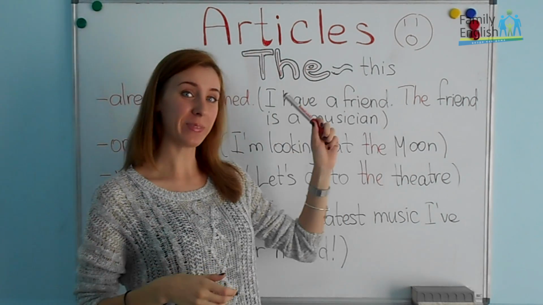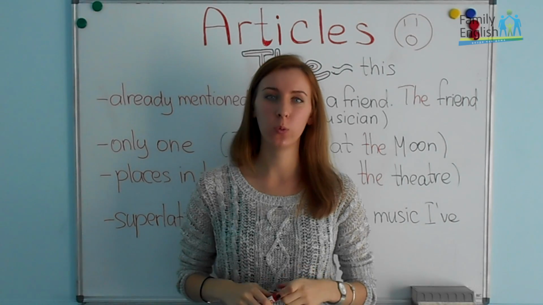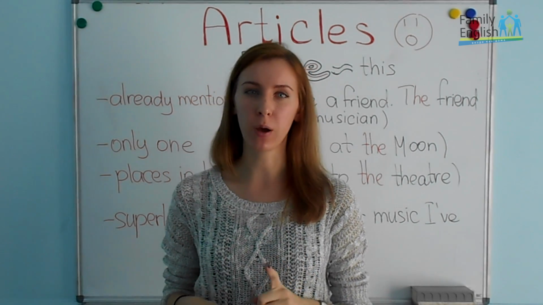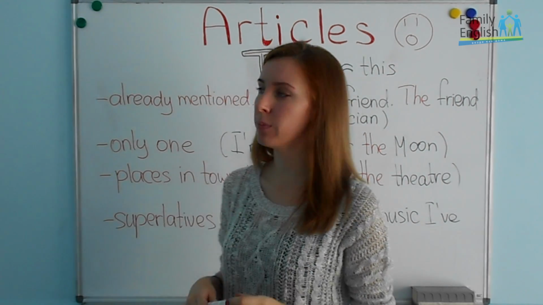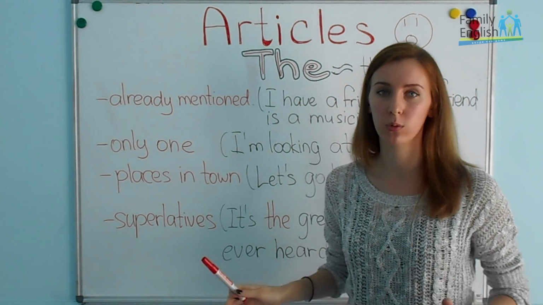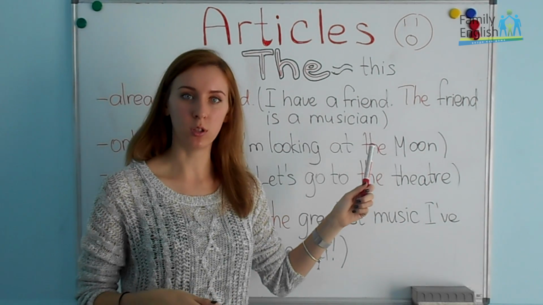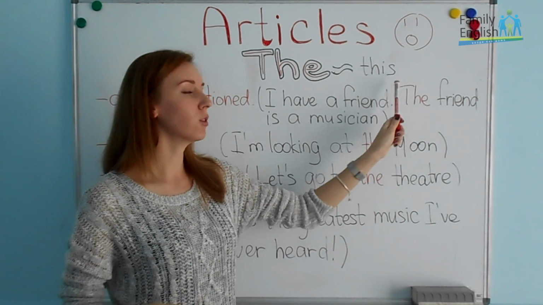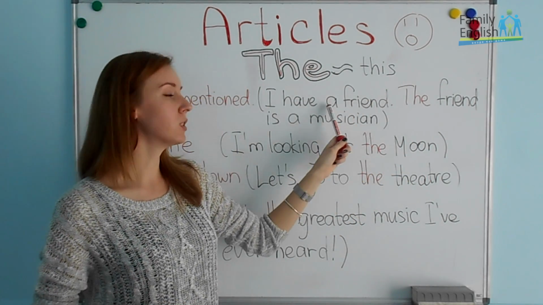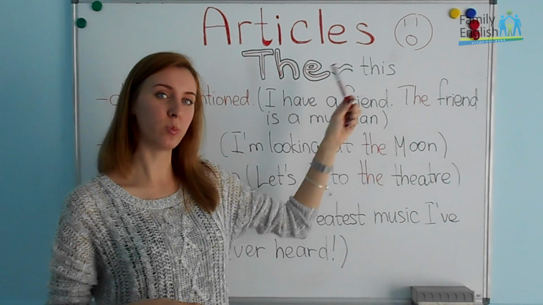Definite article, the. When do we use it? We use it when we talk about something we've already mentioned. Remember my friend that I mentioned for the first time? I have a friend. Some friend, you don't know what friend exactly. The friend is a musician. I use the definite article here because I'm talking about this specific friend who I mentioned before.